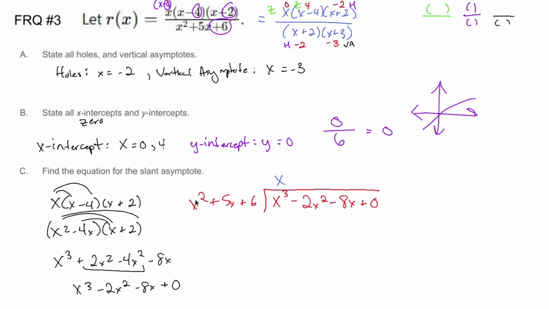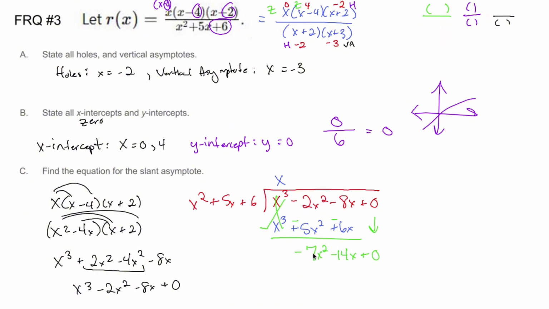So you take that x and multiply it to this whole factor down here. X times x squared is x cubed. You will always get the same thing here, otherwise you did it wrong. X times 5x is positive 5x squared. X times 6 is positive 6x. Now you subtract that entire row, which means you flip the signs. So x cubed will go away. Negative 2x squared minus 5x squared is negative 7x squared. Negative 8x minus 6x is negative 14x. Drop down the plus 0, and we do it again.